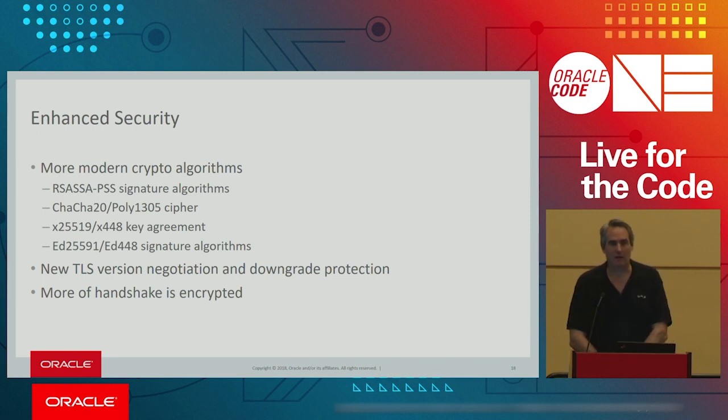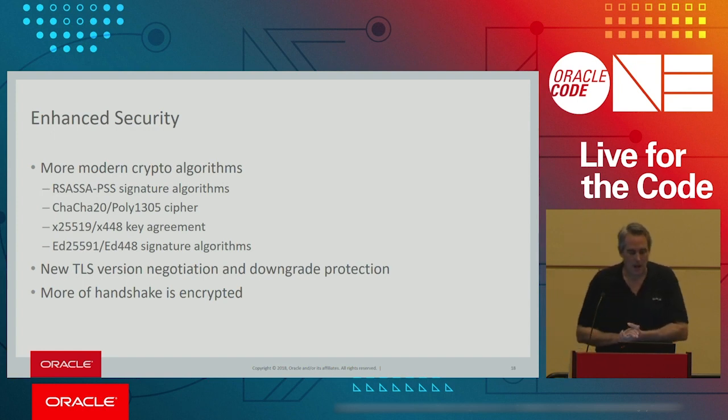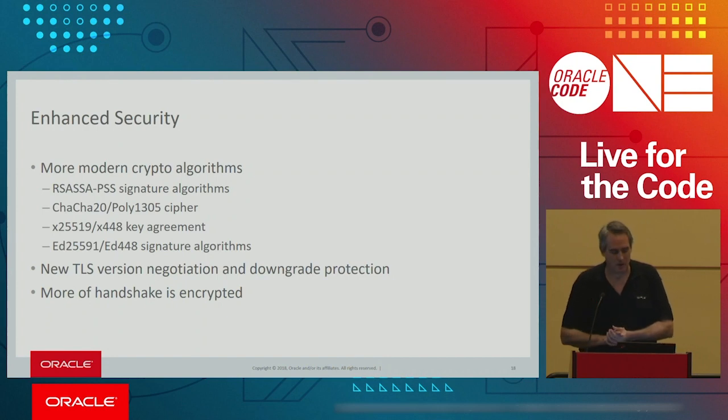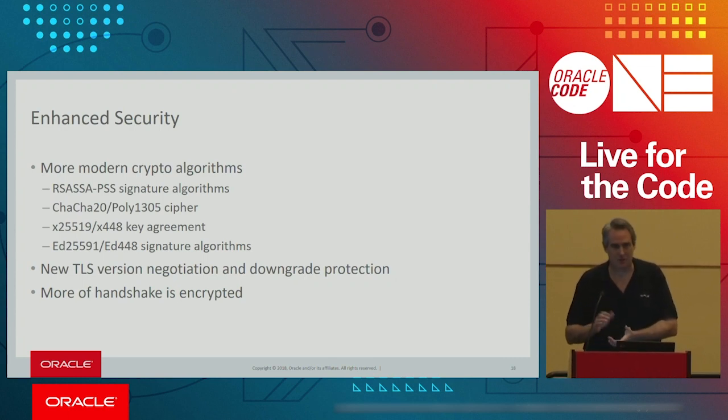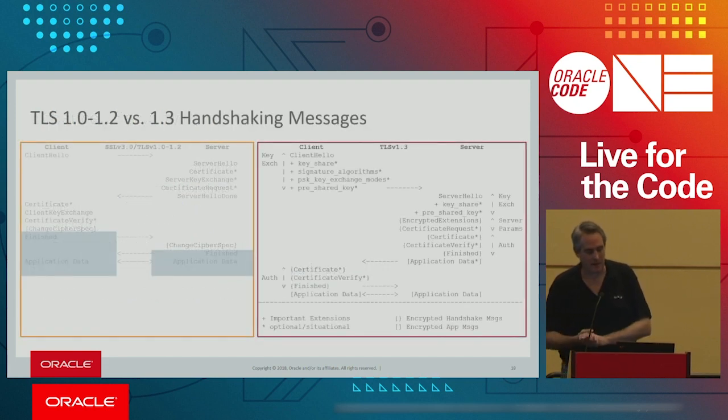ChaCha20 and Poly1305. We are in the process of doing that. We haven't got everything yet, so it's not in 11, but we'll talk about that more later. There are also some new curves, which have some wonderful security properties. Those are called 25519 and 448. Those are elliptic curves that have nice properties that can be used here. And then there's also some negotiation and downgrade protections, as well as much more of the handshake is protected. And we'll talk about that here in a second.